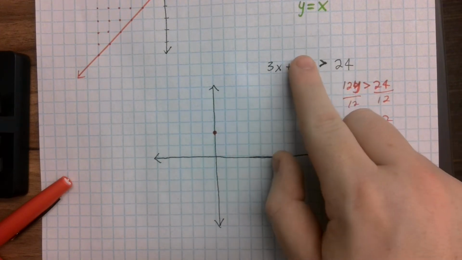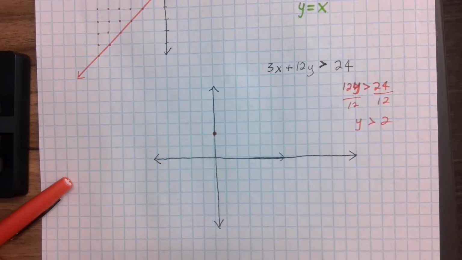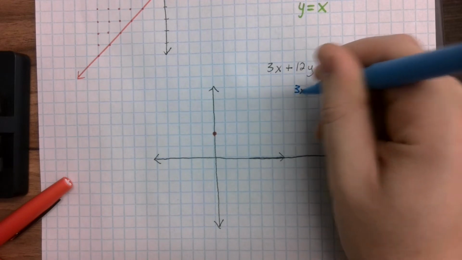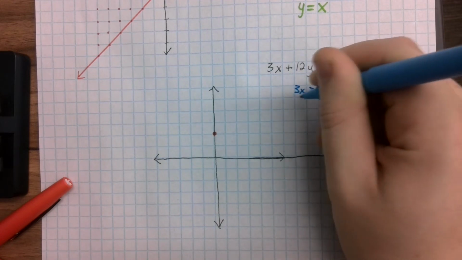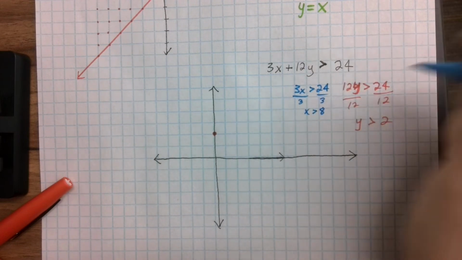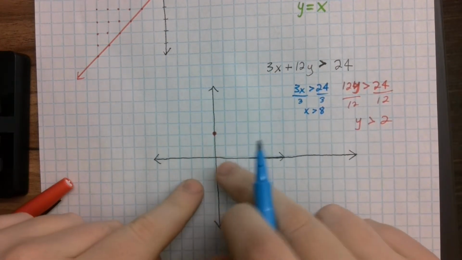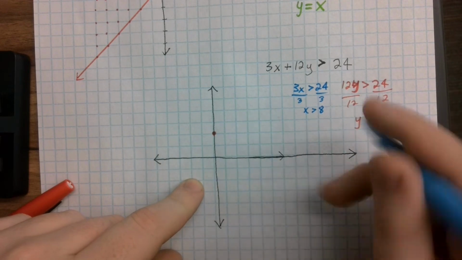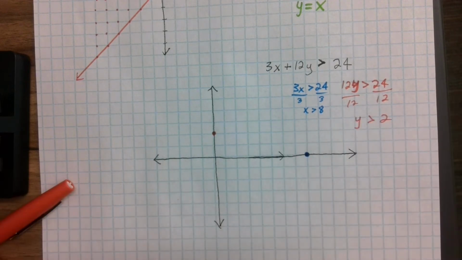If I did the same thing for the x's, we would get 3x is greater than 24. Divide both sides by 3, giving us x is greater than 8. So, 1, 2, 3, 4, 5, 6, 7, 8. That's our x-intercept. Normally, at this point, we would then want to connect these two points together with a line.